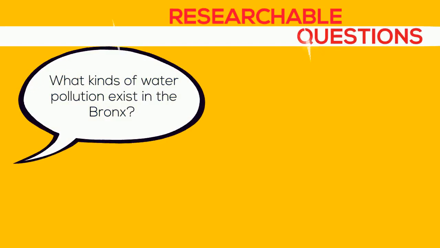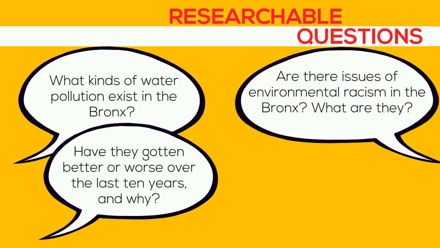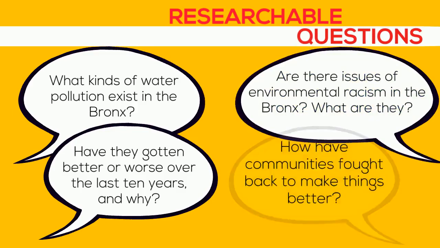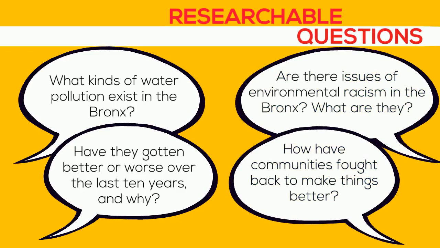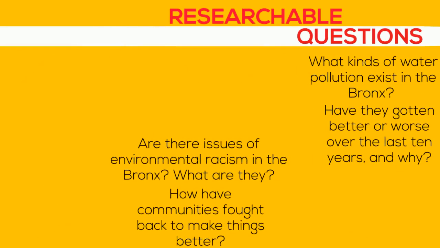Now I have researchable questions, like what kinds of water pollution exist in the Bronx? Have they gotten better or worse over the last 10 years, and why? And are there issues of environmental racism in the Bronx? What are they? And how have communities fought back to make things better? I might need to get even more specific later, but these focused questions are a good place to start.